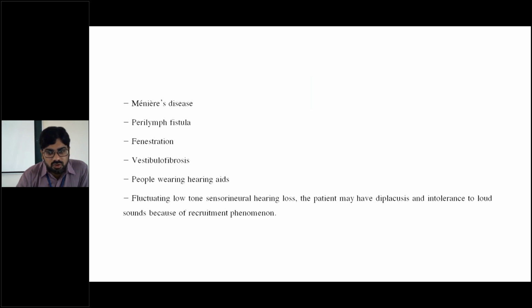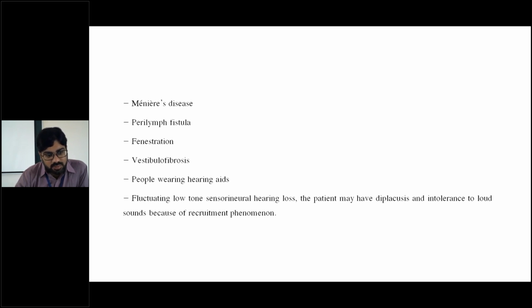So this Tullio's phenomenon is seen in which of the following diseases? Meniere's disease, you see the Tullio phenomenon. Perilymphatic fistula, you get to see this Tullio phenomenon. Fenestration, when you have fenestration at the oval window or at the stapes, or somewhere in the cochlea, then you might have this Tullio phenomenon. Vestibular fibrosis, when the vestibular duct gets fibrosed, then you will have this Tullio phenomenon.